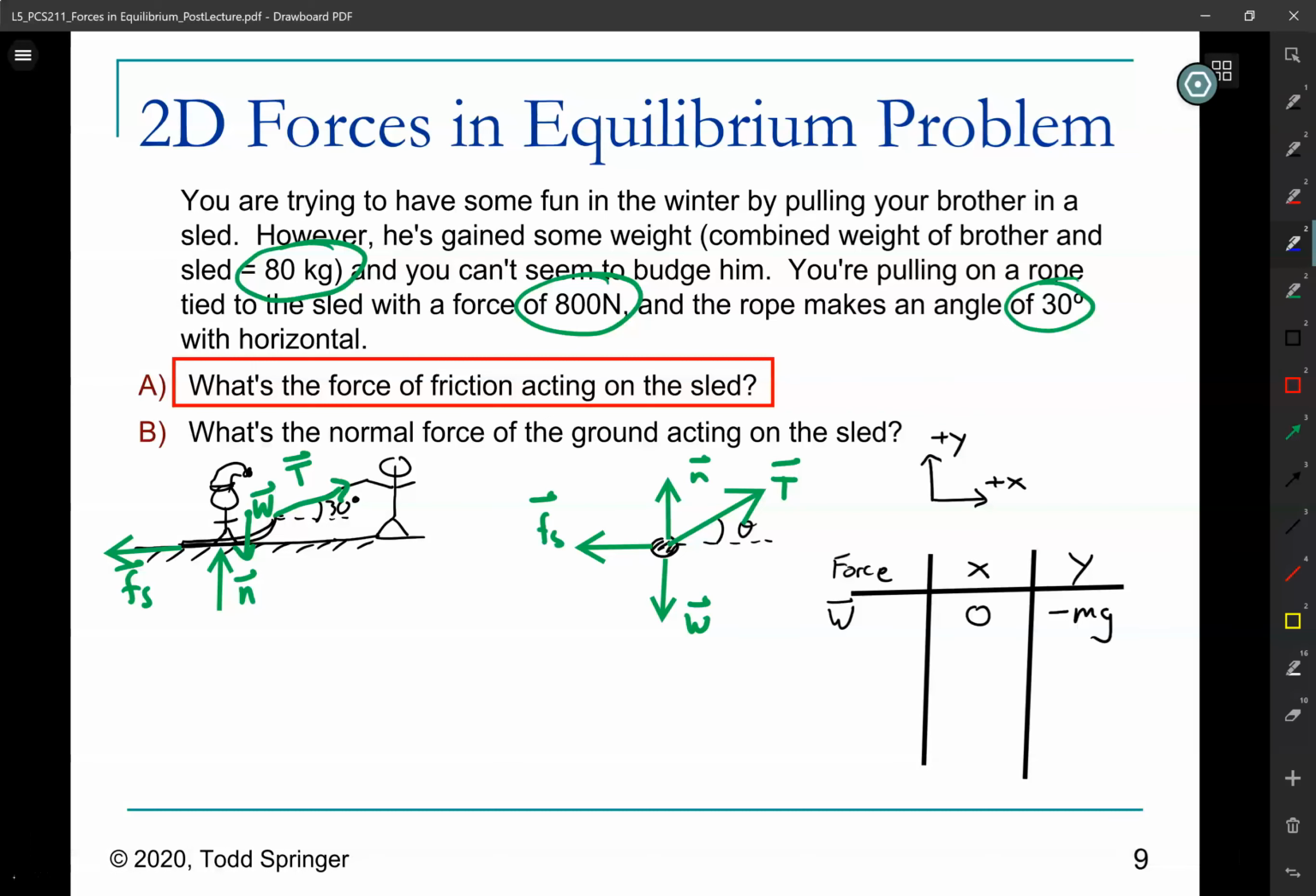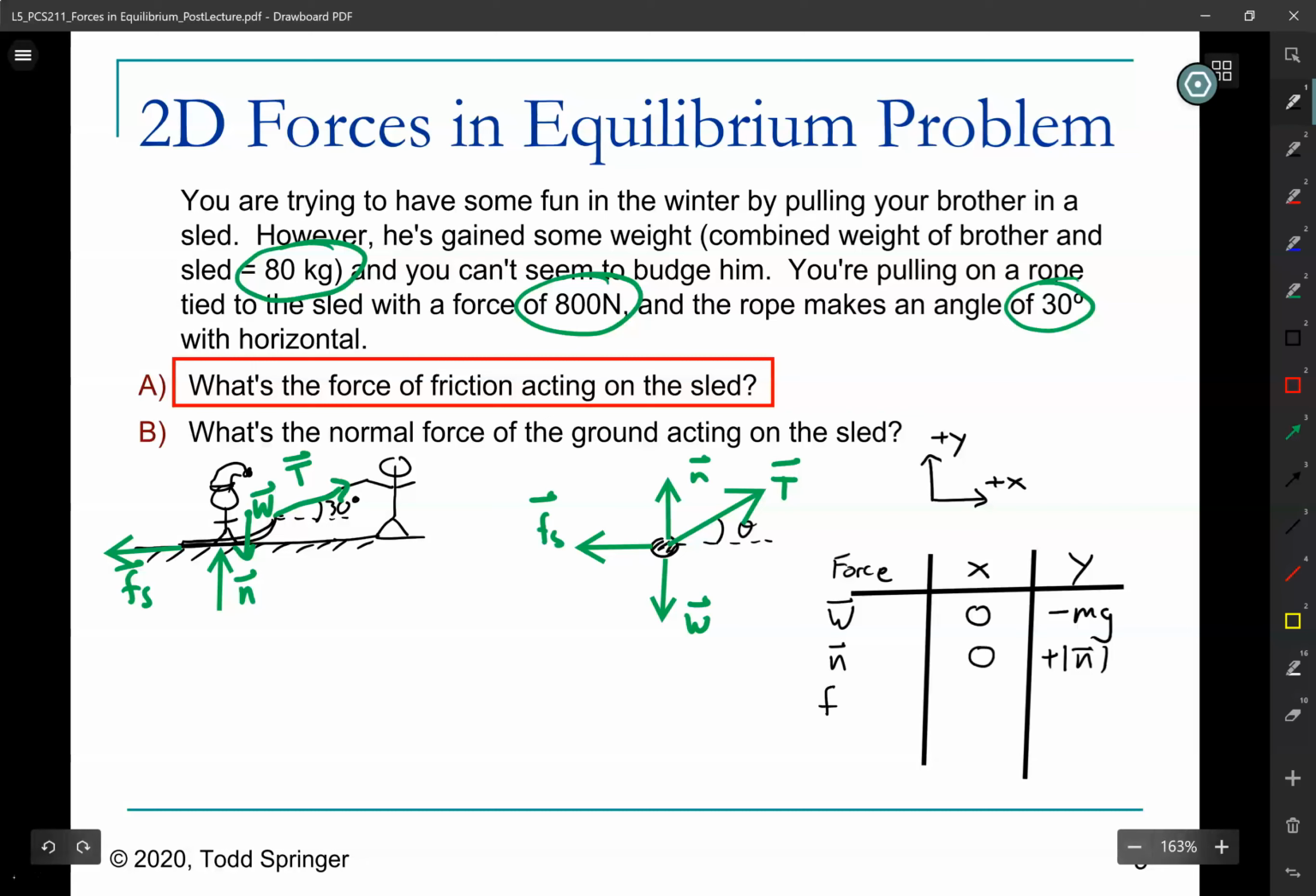Now I've got the normal force, upward. What do I have in the x direction? Nothing. What do I have in the y direction? I'll put just the magnitude of the normal force. So the normal force, all of its magnitude is in the y direction, and it comes with a plus sign because it's acting in the positive y direction.